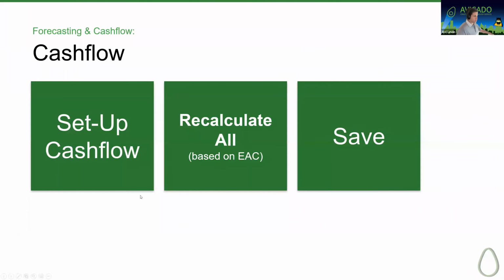we've set up the cash flow with the payment lag. We recalculated it all, with the most important option being selecting estimate at completion. And we've gone ahead and we've hit save. So lastly is reporting. So I want to show you how this reporting looks in dashboards.